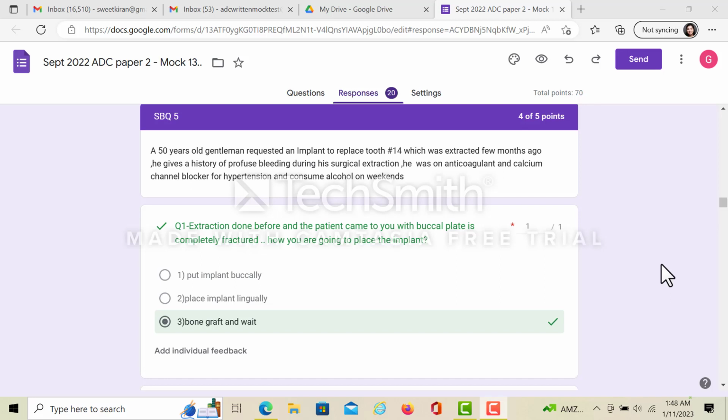Hi guys, so we are back and this time we are discussing September paper 2, that is mock 13, question numbers 5, 6 and 7. So let's see how to solve these.